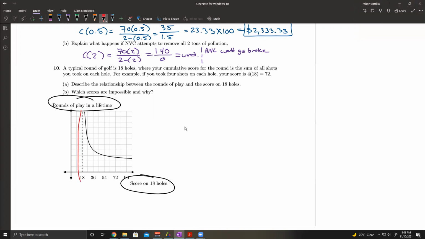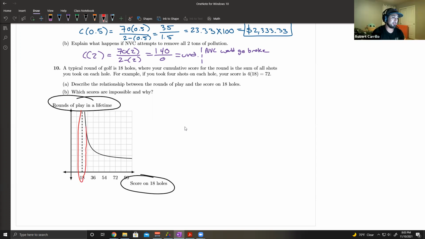Zero? You could get 0 by not playing. So think about golf. There's 18 holes. Is it possible to score an 18? If you score an 18, this means you got a what on every single hole? A hole in one. Is it possible for somebody to make a hole in one on 18 holes?